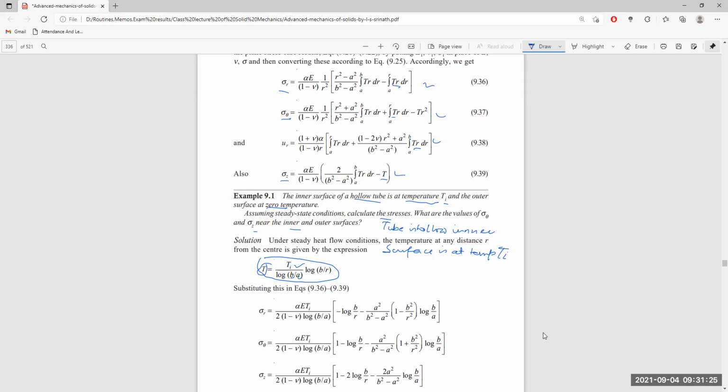Similarly, by putting the value of T, sigma theta, the circumferential stress, will be induced by this relation, provided we know the radius r, which is the point of consideration along the radial direction. Here, for sigma r, all other factors alpha, E, Ti, nu, b and a are known. We have to know the value of the radius r, which will give us the thermal stress at a point at a distance r from the center itself. So we have got thermal stress in the radial direction, thermal stress in the circumferential direction, and thermal stress in the longitudinal direction itself.